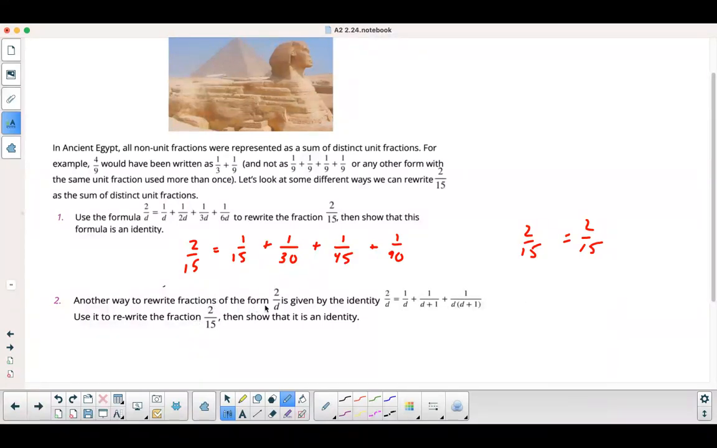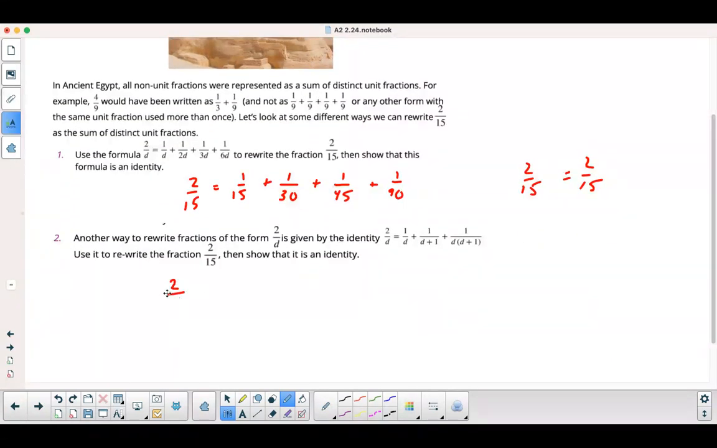All right, another way to rewrite fractions of the form 2 over d is given by this identity. 2 over d equals 1 over d plus 1 over d plus 1 plus 1 over d times d plus 1. So let's do that. Let's rewrite it. So 2 over 15 equals 1 over 15 plus 1 over, so 15 plus 1 would be 16, 1 over 15 times 16. Okay, so now we're going to have to do a little simplifying. Let's do a little math here. 15 times 16 is 240.